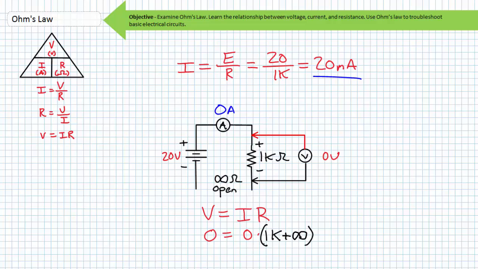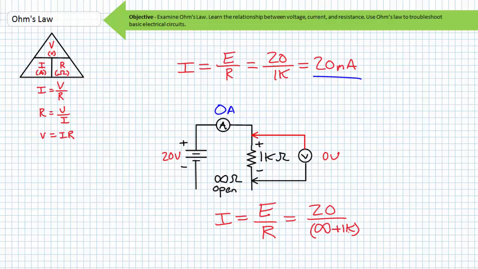In either case, the 1 kilo ohm resistor is now in series with an infinite resistance. Ohm's law still applies. Current is equal to supply voltage divided by, in this case, total resistance. 20 volts divided by infinity plus 1 kilo ohm. Anything divided by infinity is 0. There's no current because there's no path for current. If there's no current flowing through our resistor, there's no voltage drop.